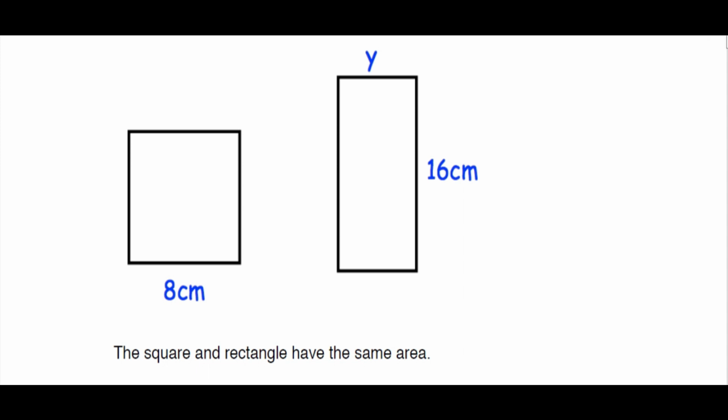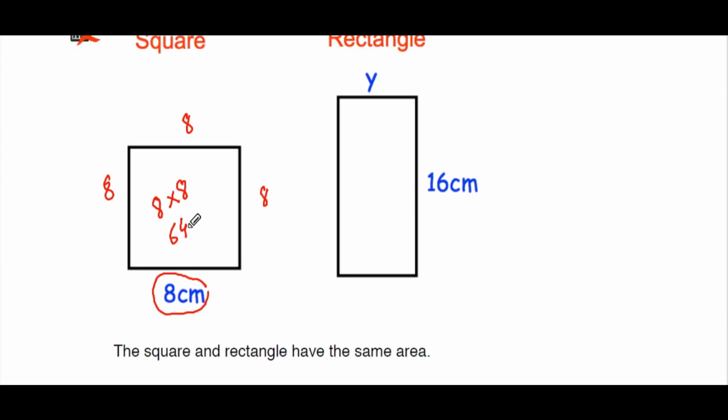So what can we do over here? We know that if you know one side of a square, all the sides are the same, right? And what is the area of a square? The area of a square is side times side, that means side squared. So 8 times 8 is 64, right? So this is 64 centimeters squared. And as we know that the rectangle and square have the same area, the rectangle also has an area of 64 centimeters squared.